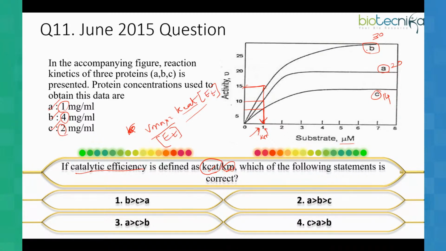For B, to find the kcat value, 30 divided by B concentration, which is 4. For A, concentration is 1, so 20 by 1 is the kcat value, and 14 by 2 for C. So this will come to 7.5, this will come to 20, and this will come to 7, which means the maximum kcat is for A, the second is for B, and the third is for C. So option 2 is the right answer.